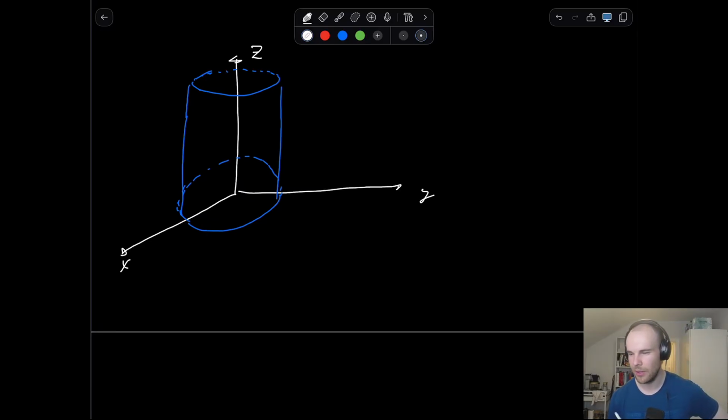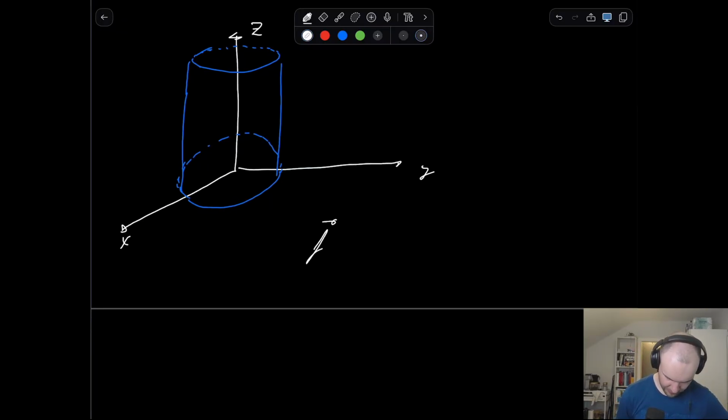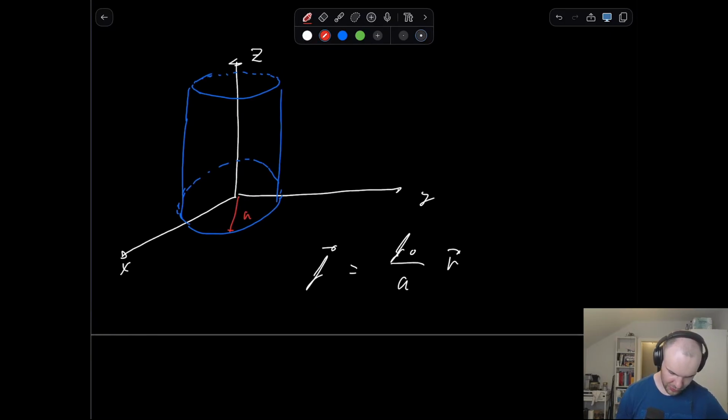And now we are going to calculate the surface integral, but only around this cylinder. That's what we want. And of course, I need a field here, and the field is written as F. F is equal to F0, just a constant, divided by a and times r, like that. We have that the radius of the cylinder is a, and the height here is h.